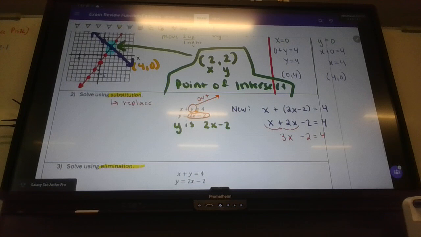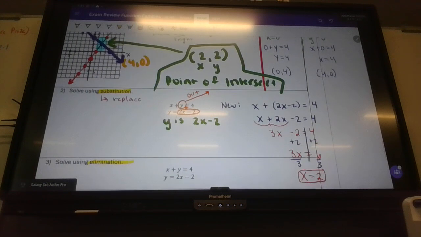Thanks, you guys are lining the two. Yes, James. Add the 2 next. Add the 2 next. Good job. And that's 3x equals 6. And then divide. Divide by 3. x equals 2.